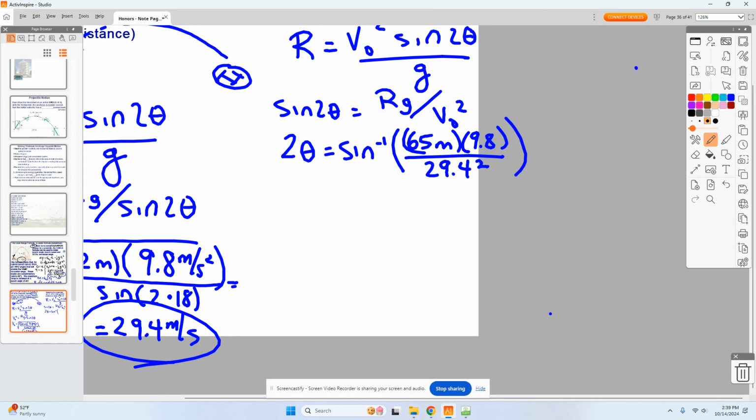If I forget to square it, I'm going to get a number bigger than 1. I take the inverse sine of it, it says error. So make sure I'm squaring that 29.4. So 65 times 9.8, divide that by 29.4 squared. Numbers less than 1, that's good. I take the inverse sine of that. That gives me that 2 theta is equal to 47.5 degrees. That means theta would be half of that, 23.7 degrees.